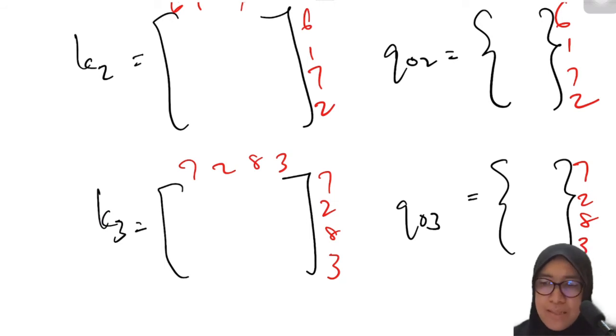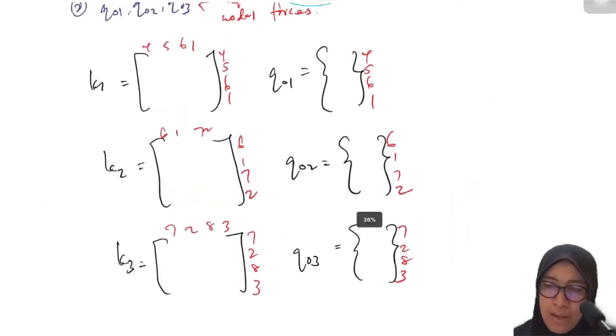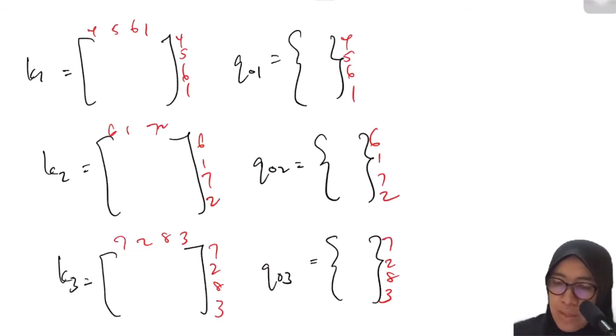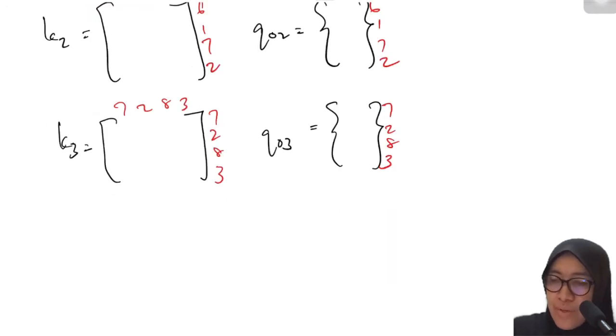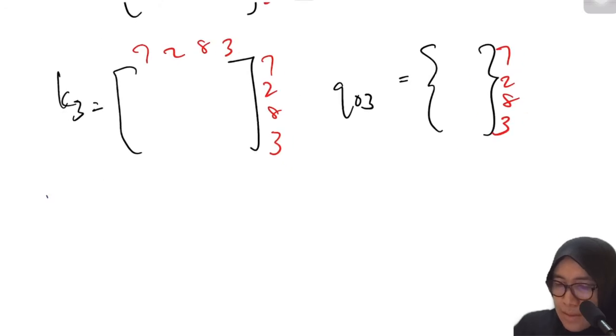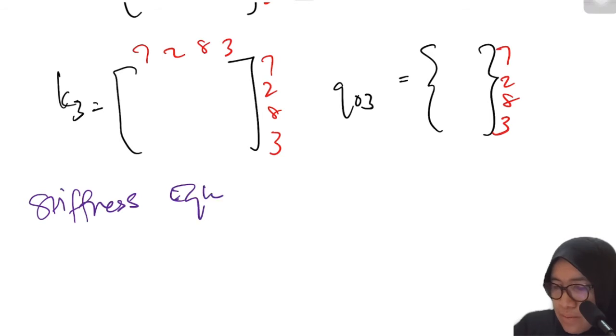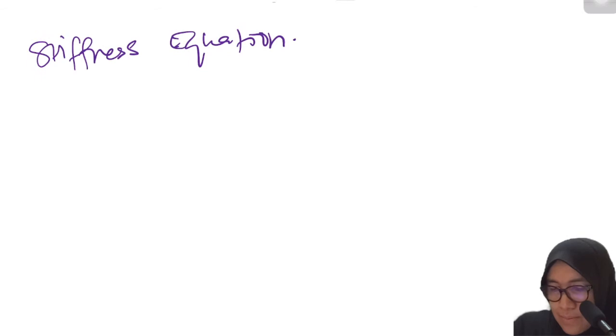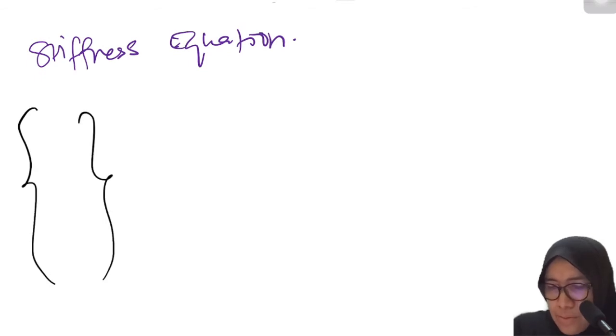Okay, now after this, once you have all this value K1, K2, K3 as well as Q not 1, Q not 2, Q not 3, actually from this we can straight away write the stiffness equation. Stiffness equation in full. Of course, we have this: Q is equal to KD plus Q naught.